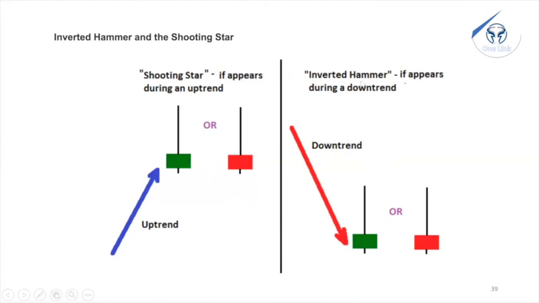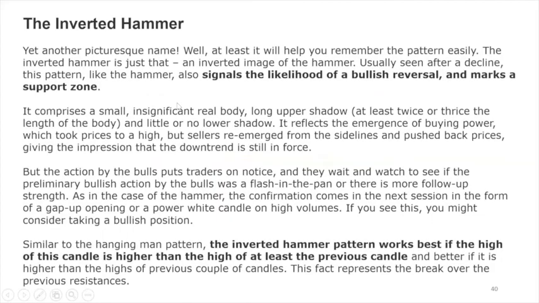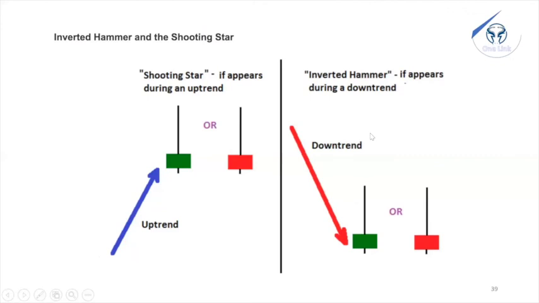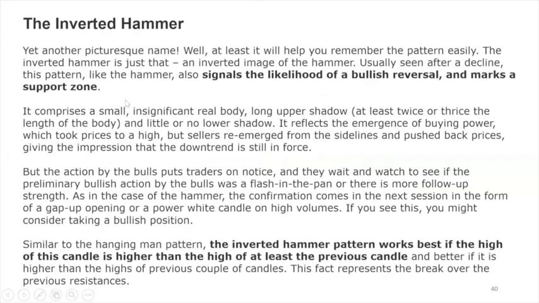But when you get an inverted hammer in a downtrend, there's another reversal signal. And for you to use this, there's a definition I need to go through. This is called an inverted hammer, which happens during a downtrend. Yet another picture-based name, which at least helps you remember the pattern easily. The inverted hammer is just the inverted image of the hammer, usually seen after a decline.